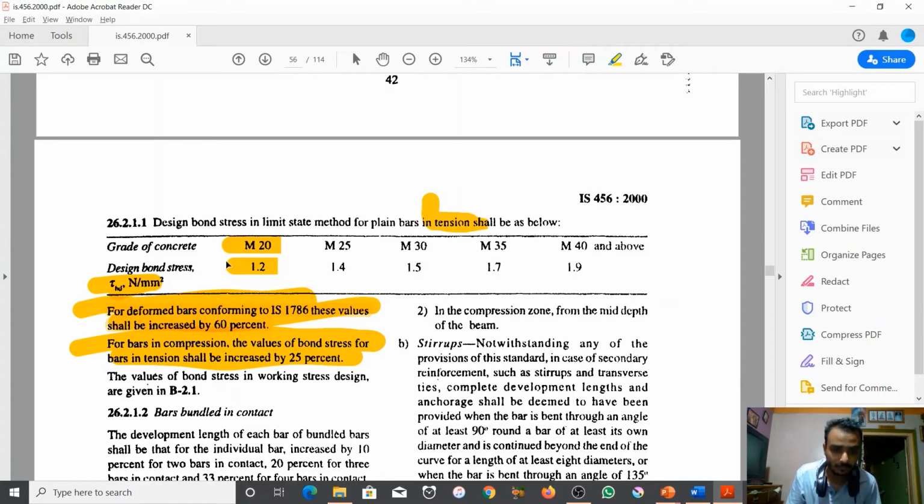In this table we have a value of 1.2 for the tension zone, but we have a deformed bar, Fe415 grade steel, so your value will be increased by 60%, as well as your bar in the compression zone. So this value will increase by 25%.